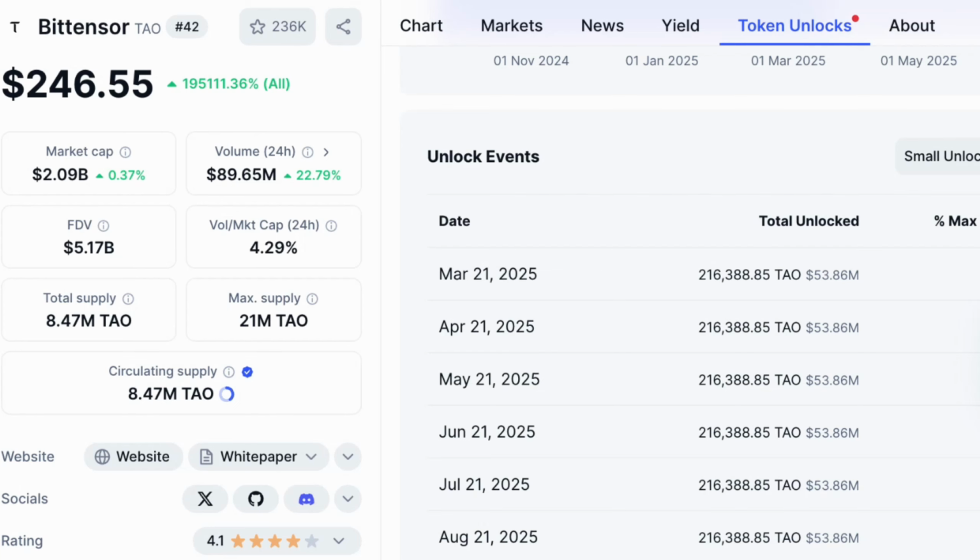Let's say for a private round or something, most likely some of them would be dumping their coins because they might be up a crazy amount already. So you want to check out things like that before investing.